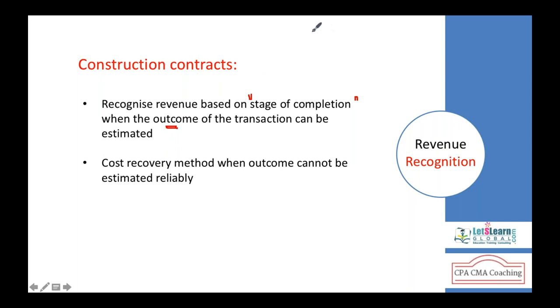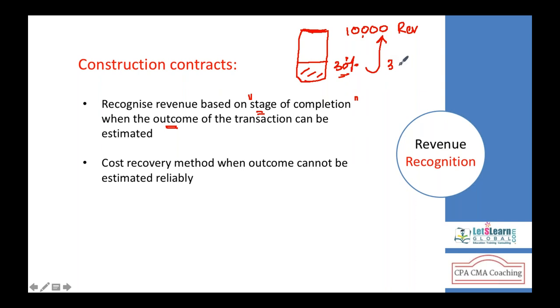So when we say a long-term construction contract, out of say a 10 million project, is completed to the extent of 30%, so the degree of completion or stage of completion is 30%. Your revenue here is $10 million only upon full completion of this project. But as of now, you completed only 30%. So 30% of this revenue should be recognized.